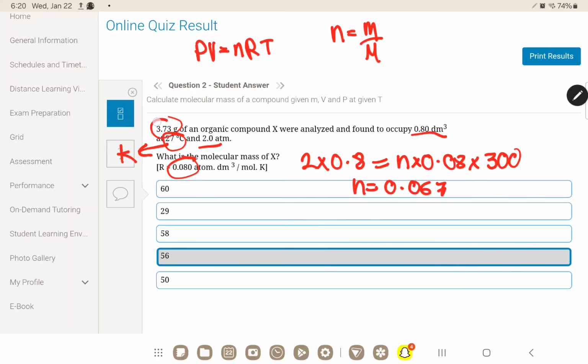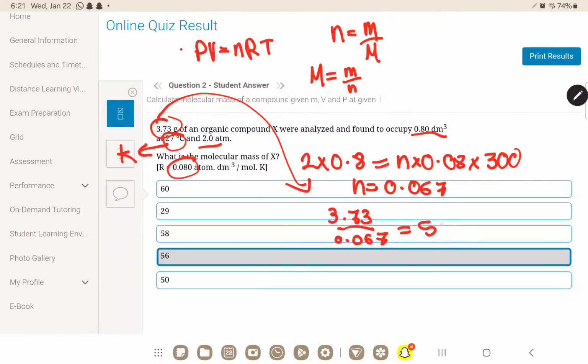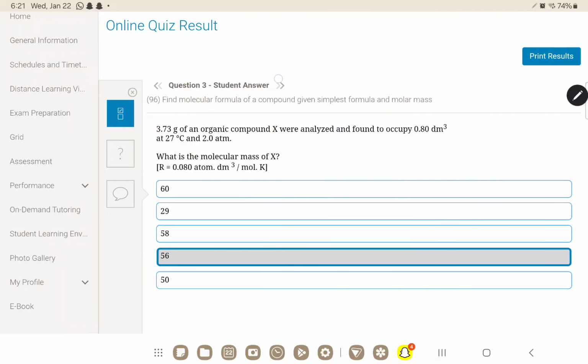And then you do mass over moles to get molar mass. So molar mass equals mass over moles. So 3.73 divided by your answer, which is 0.067. So you do 3.73 divided by 0.067. You're going to get 55.95, which we're going to almost estimate to 56, and that is your correct answer. Now let's move on to the next one.